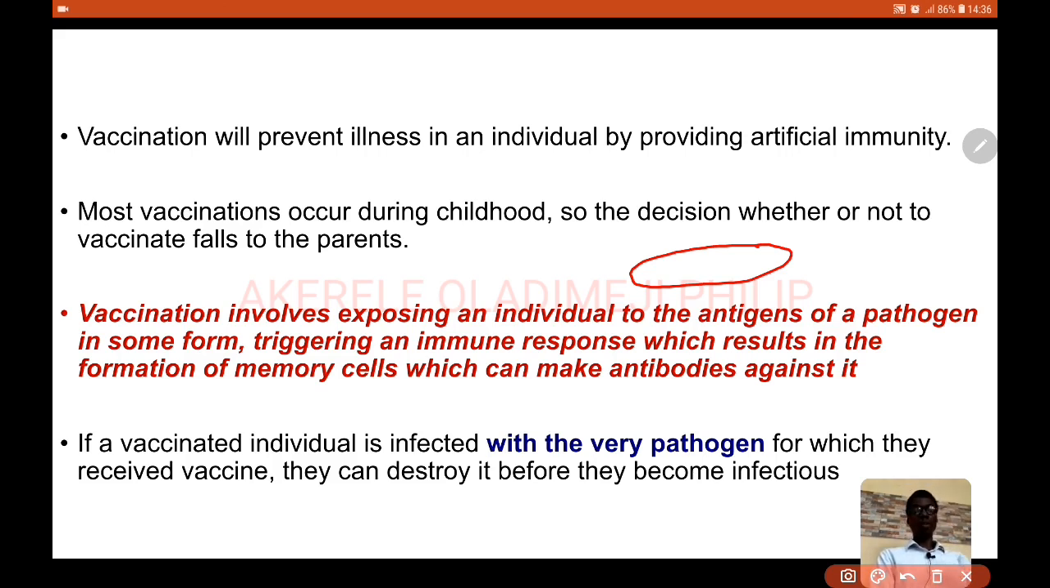The only thing the person might feel is just a little fever. Just feel feverish for a few minutes. It might not be obvious. So before the polio pathogen reproduces, it has been dealt with by the body's immune system. So let's move on.